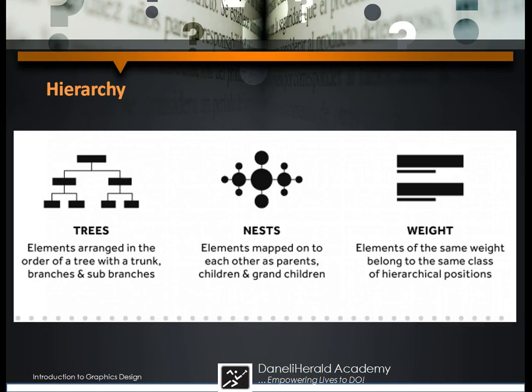So you need to get used to this. Most times it's used for data analysis, so what you're presenting is clear in terms of the hierarchy of the system. Nests is the next one. On the nests, elements are mapped onto each other as parents, children, and grandchildren. I think I mentioned that before.